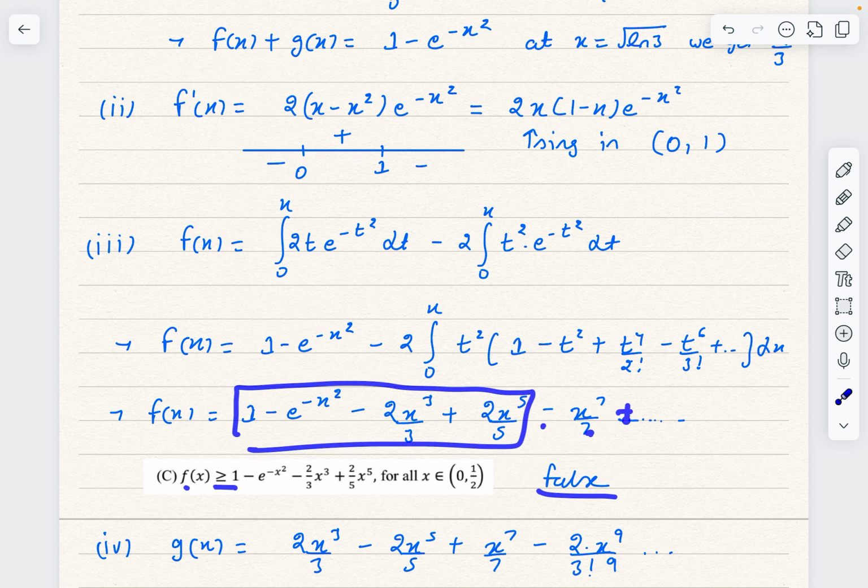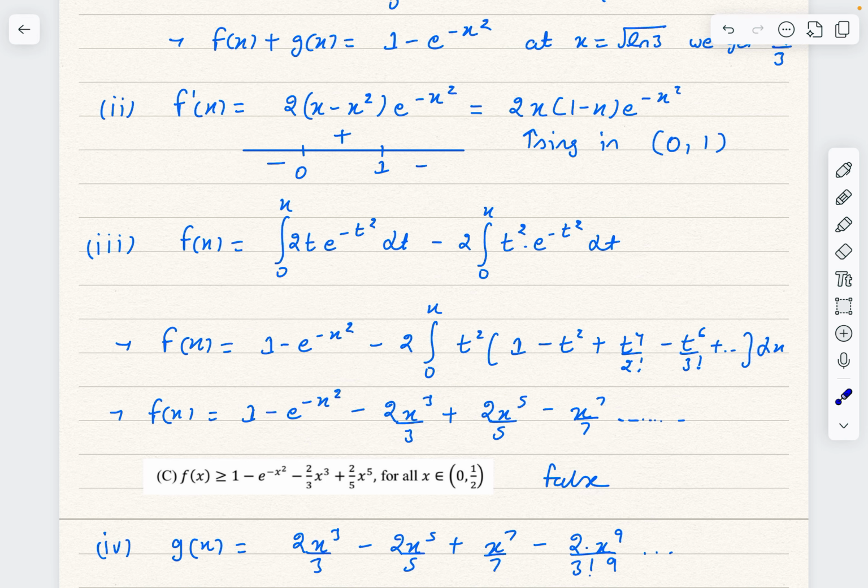See, the next term will be positive also, but this will be the more dominating term right now. So this will decide the sign. So if it is minus of this, that means fx will be less than this. So this is false.